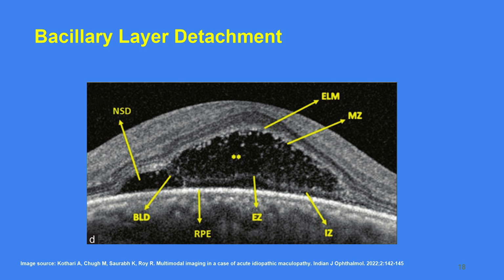This hyperreflective line is the ellipsoid zone. The large hyporeflective space above ellipsoid zone is dissected myoid zone. The roof of this large hyporeflective space is formed by external limiting membrane. This dissection of myoid zone, leading to separation of ELM and ellipsoid zone, is known as bacillary layer detachment.